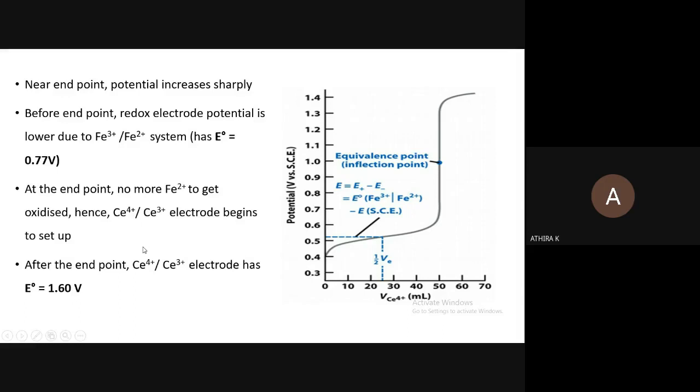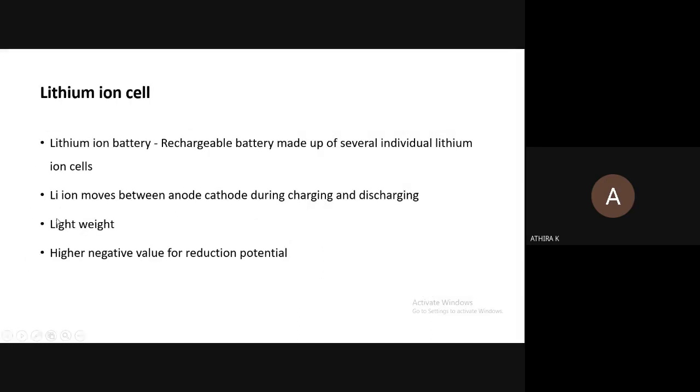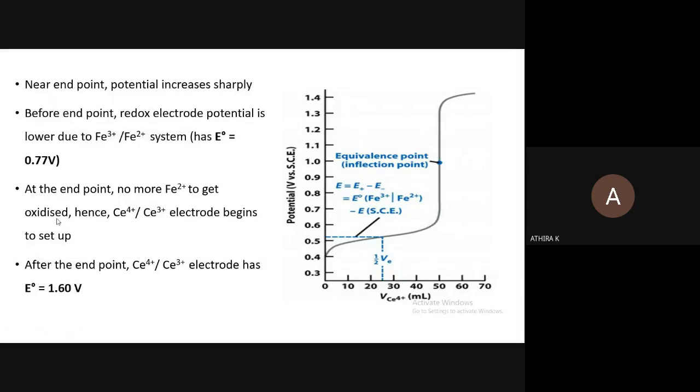As we are adding the titrant, there will be oxidation of Fe2 plus, and at the endpoint, there will be no more Fe2 plus. The whole Fe2 plus present in the solution will be oxidized to Fe3 plus. At the endpoint, there are no more Fe2 plus ions to get oxidized.